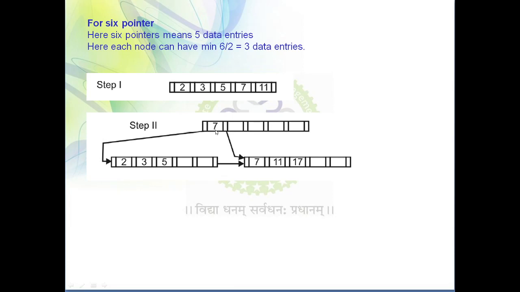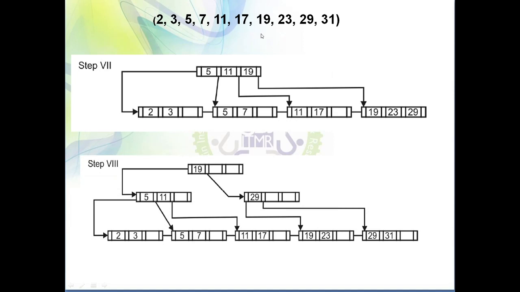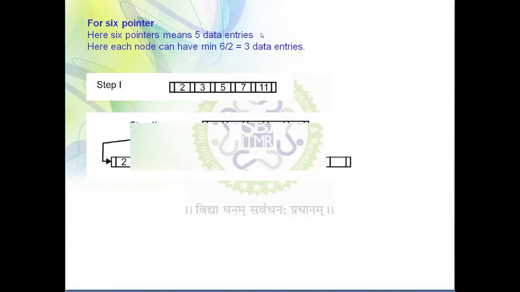The fourth value is to be shifted to the next level, and you need to make sure that all the values present in the left child should be less than the root, and all the values present in the right child should be greater than or equal to the root. So 7, 11, 17 are greater than or equal to 7. Now after 17, what is the next value? 19, 23, that you can put over here.